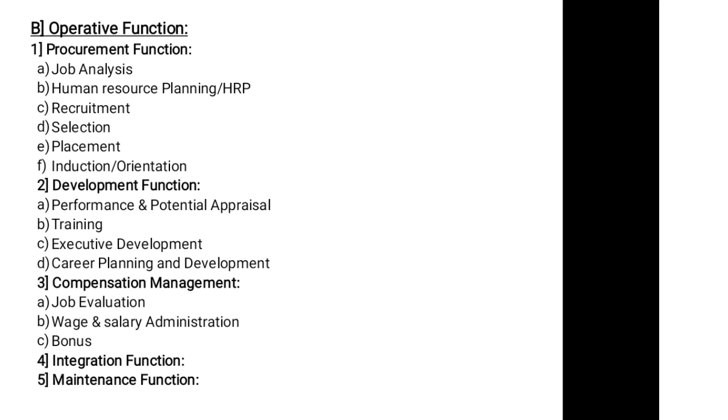So, let us discuss this procurement function. The first operative function is the procurement function. It is concerned with securing and employing the kind and proper number of people required to accomplish the organizational objectives. It consists of 6 major activities. The first activity under procurement function is job analysis.